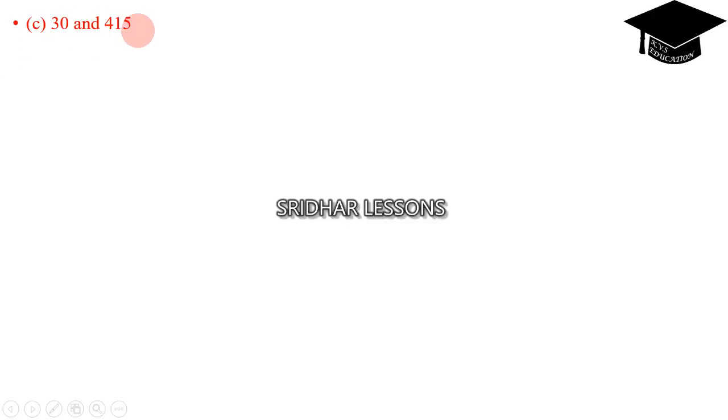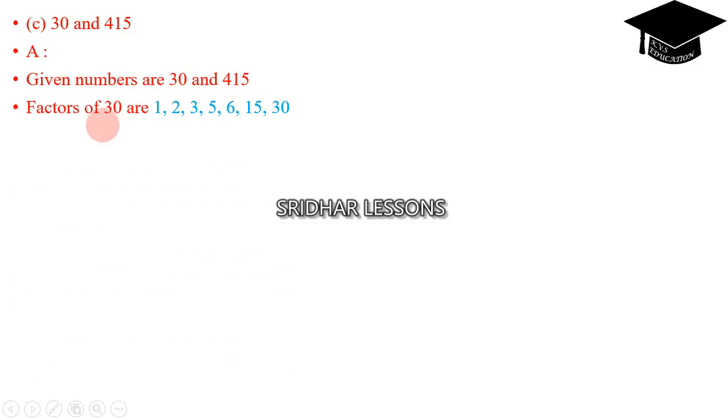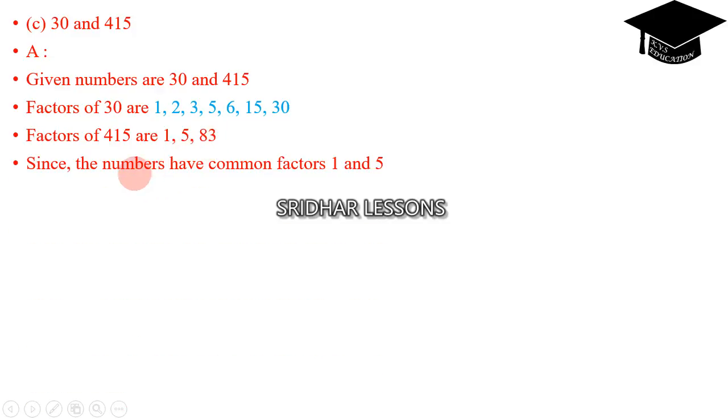Next numbers 30 and 415. The given numbers are 30 and 415. The factors of 30 are 1, 2, 3, 5, 6, 15 and 30 itself. And for 415 are 1, 5, 83. Since the numbers have the common factors 1 and 5, if you can observe here, they are not coprime. Okay? They are not coprime.